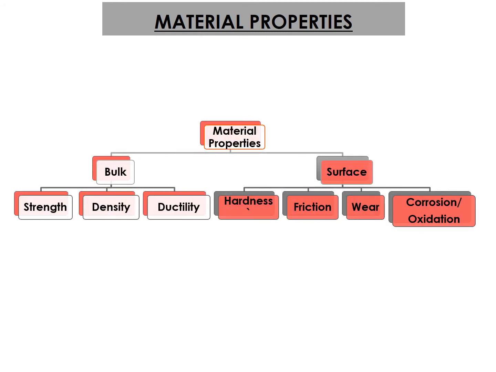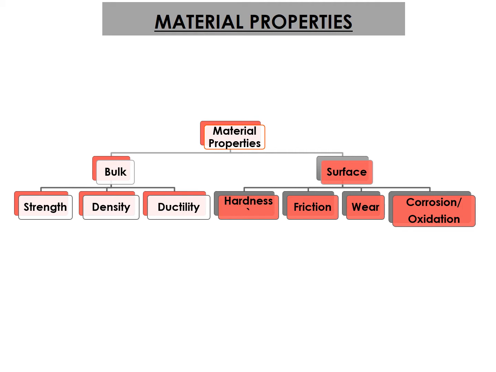Now, I would like to discuss some of the material properties, not in detail, but some basic properties of the bulk material and of the surface of the material, just for the sake of understanding, so that students can get a clear understanding. Here we have bulk material properties and surface material properties. In bulk, we have strength, density, ductility. We can have more properties also, but just to show you, I have taken a few properties. And in the surface, we have hardness, friction, wear, corrosion, oxidation, etc.